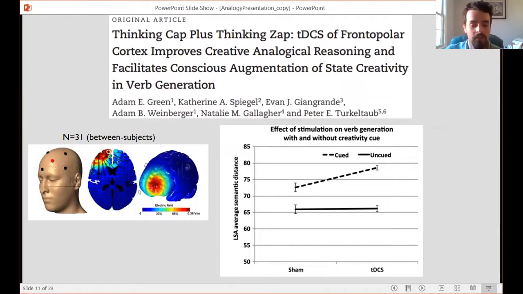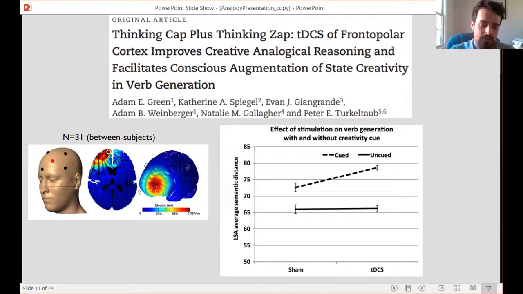But when you're cued to think creatively and you're trying to use this brain region, then the stimulation shows a more pronounced effect. This is really interesting, showing that the brain stimulation isn't making you use this brain region or making you creative, but it interacts with your active conscious effort to be creative. This result has been found across a number of other brain stimulation studies: the most effective forms of brain stimulation are usually paired with some sort of explicit instruction or cognitive training where you're trying to use this brain region.